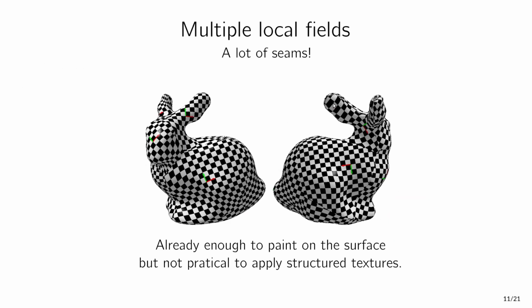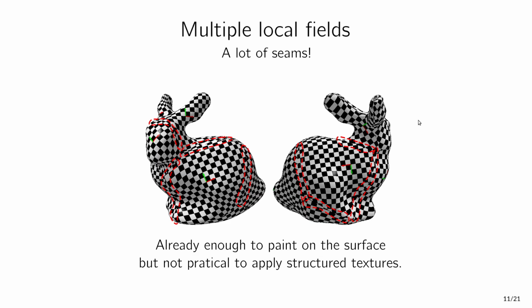All right, but so that's nice, and it's enough to paint on the surface. But the thing is, it's not practical to apply structured textures, because as we can clearly see here, there are a lot of discontinuities. And for very structured textures that are not like noise, like this one, those discontinuities are very visible, and that's a problem. But one thing that would be very, very nice is, what if we could remove the discontinuities? What if I could select multiple seeds together and merge them to remove the discontinuities between them?